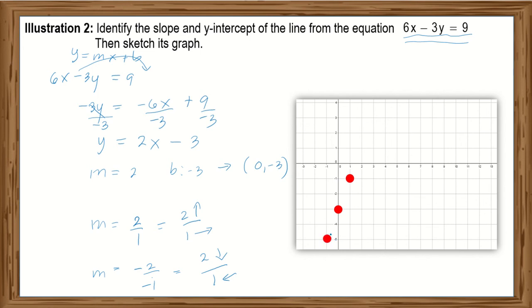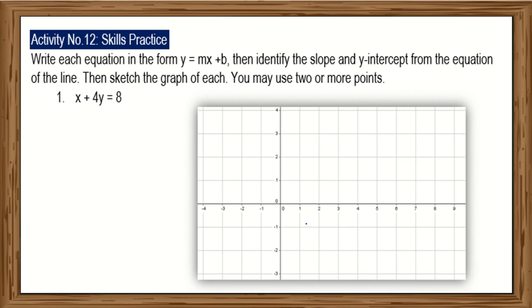So we have this point, and then connecting them, we have now the graph of the equation of the line 6x minus 3y equals 9. For practice, I want you to pause the video again and graph this on your own. Then after graphing it, play the video again to check your work.